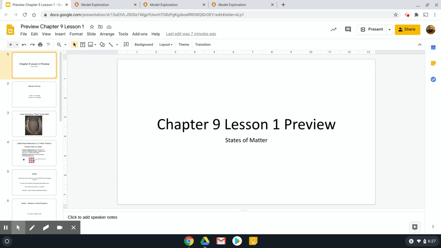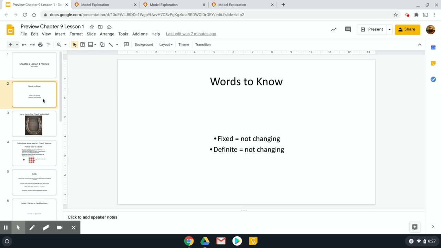You've often heard of this as just solid, liquid, gas. So, a couple of words we need to make ourselves familiar with. The book is going to use the word fixed, and the book is going to use the word definite or indefinite. Fixed means not changing or not moving, and definite means not changing.